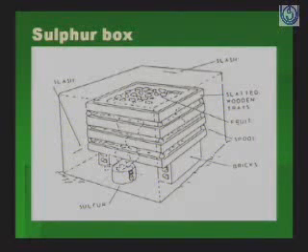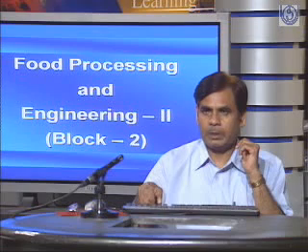Then you can see the sulfur box here. Fruits, after pre-treatment, are fumigated by burning sulfur. You can see that in the pot, the sulfur powder is burned at the rate of 4 to 10 grams per kg of fruits. After giving the sulfur for 4 to 6 hours, the product is taken out and dried in the dehydrators. There are different types of dehydrators.